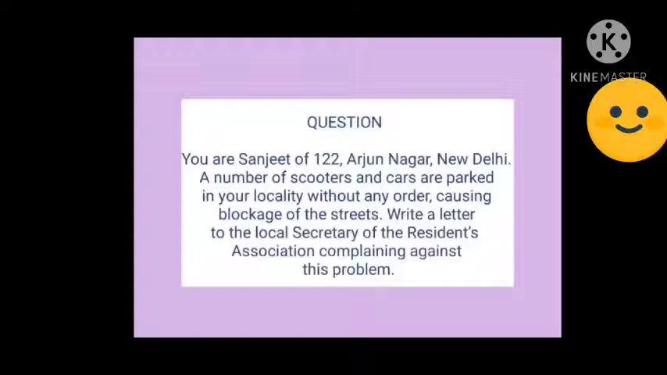And if you observe this, the address of the person who is drafting the letter is being given. That is Sanjit of 122, that means the street or lane number, then the street name Arjun Nagar, and the city or town New Delhi. And the matter is about the irregular parking of vehicles. And to whom should we write the letter? That's also being given: the local secretary of the Residents Association. Okay, let us see how we must proceed. How should we draft this letter in the stipulated format?